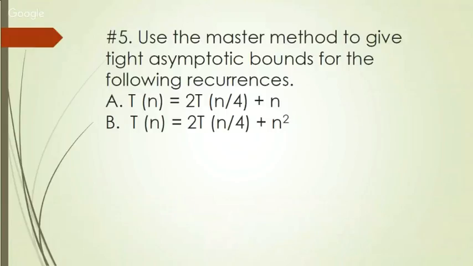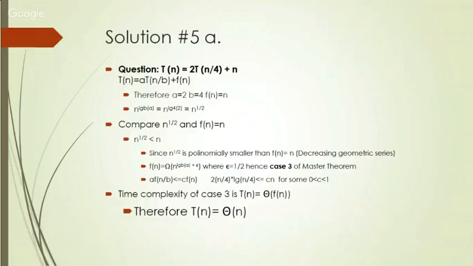We have this final question. Use the master method to give the tight asymptotic bounds for the following recurrences. You have A and B. So the solution for 5A, we have that. Then we plug in A and B. fn is n. Then plugging in, we find it is n to the power half.